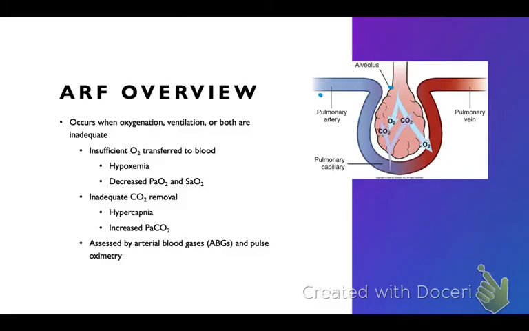ARF overview, acute respiratory failure overview. It occurs when oxygenation, ventilation, or both are inadequate. So oxygenation is the exchange of oxygen and carbon dioxide, and ventilation is the process by which air moves in and out of the lungs. One or both are inadequate. And like I said, it can be both.